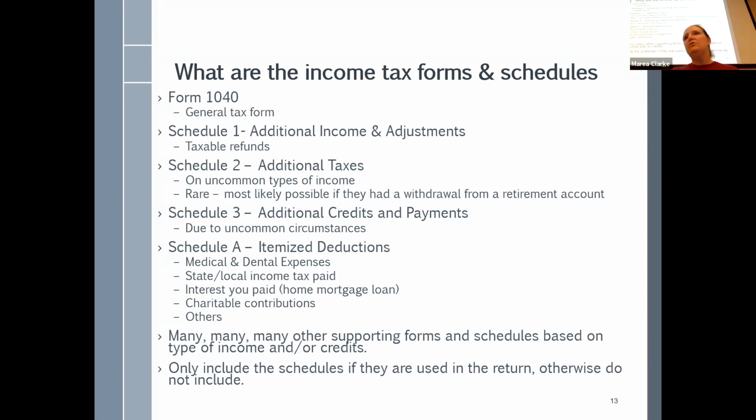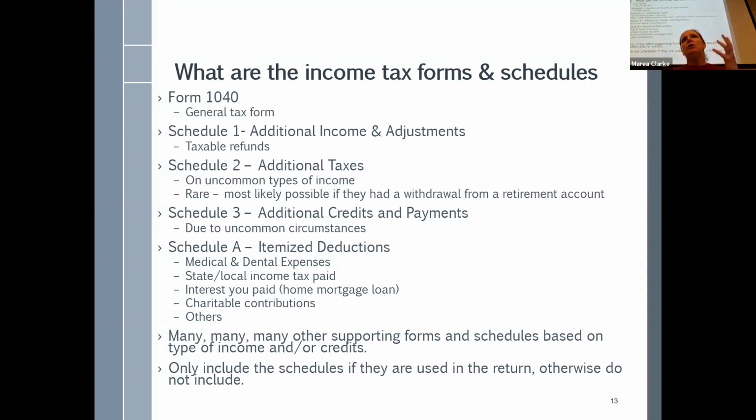There are schedules 1, 2, and 3 that basically have some additional information. There's additional income and adjustments, right? Adjustments are a subtraction from your income. Additional taxes are on schedule 2, and then additional credits and payments are on schedule 3.